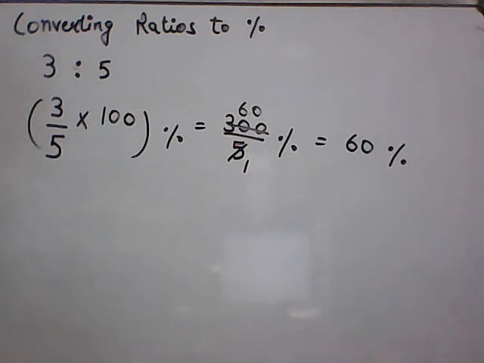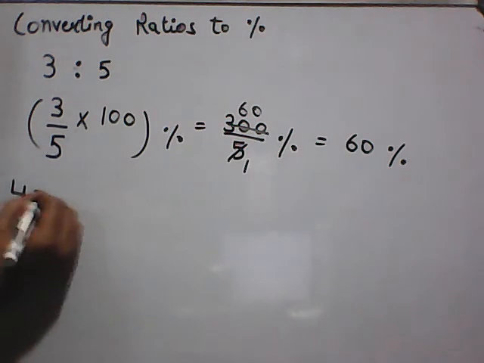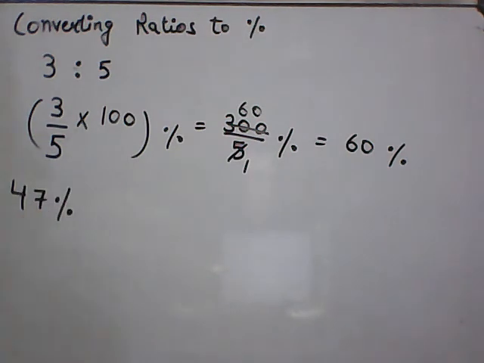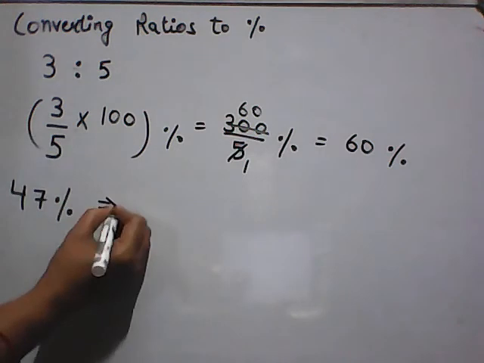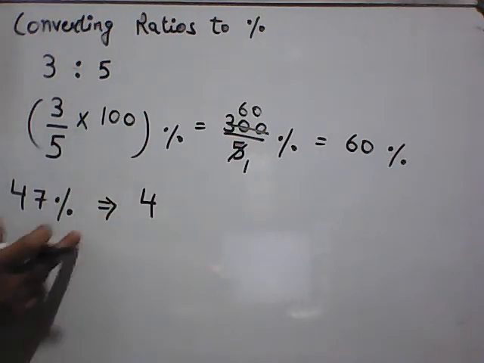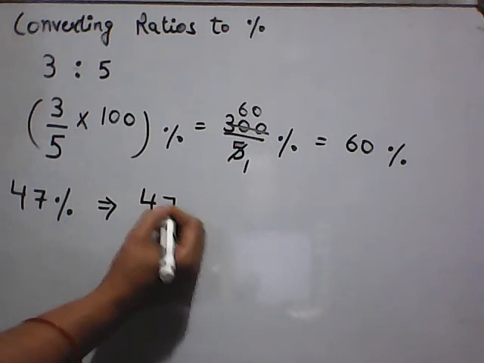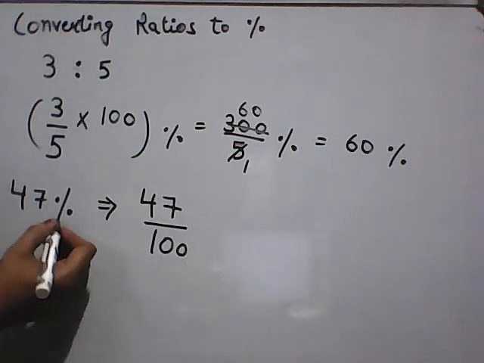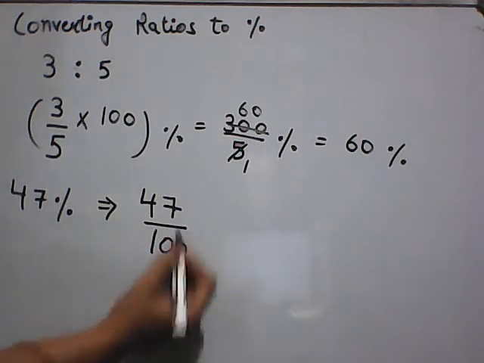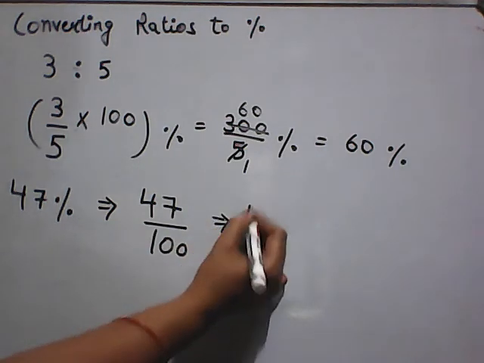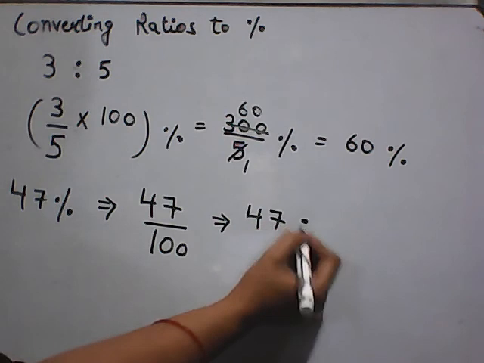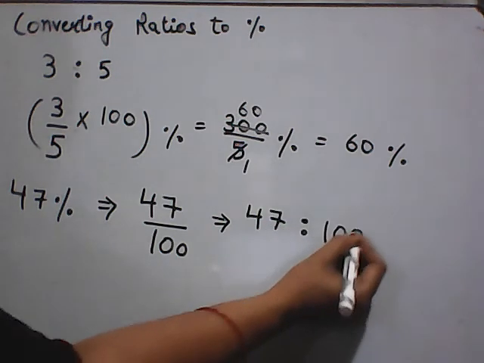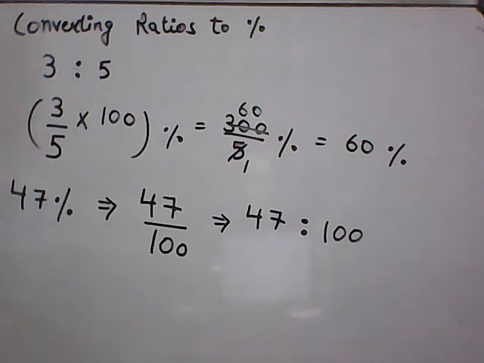Suppose a percentage is given to you and you have to convert it into a ratio. Suppose 47% is given to you. How can we convert it? Firstly, convert it into a fraction. How can we convert percentage to fraction? Just divide the number by 100 and remove the percentage symbol. It is 47 divided by 100, and the fraction can be written as the ratio 47 to 100. In this way, we can convert ratios to percentage and vice versa.